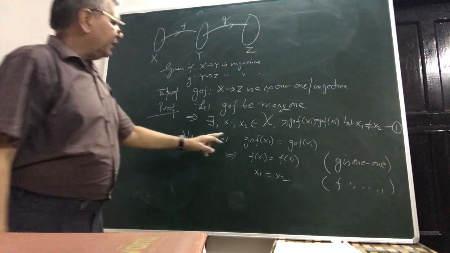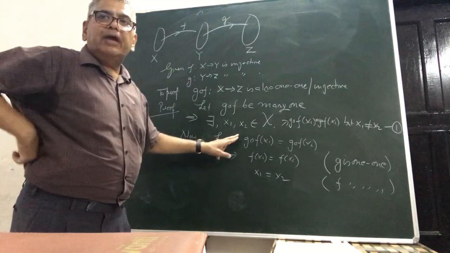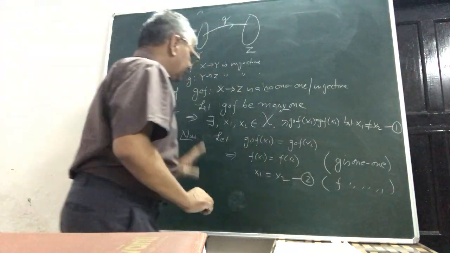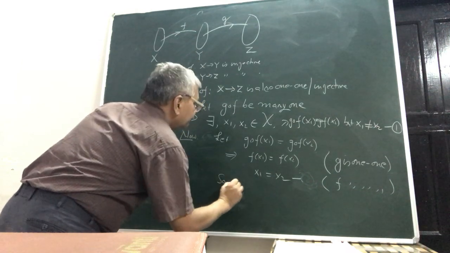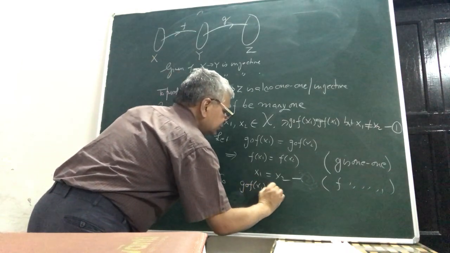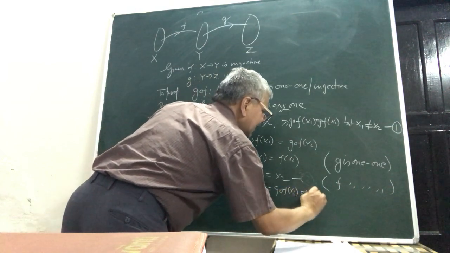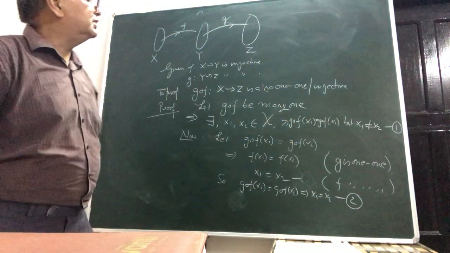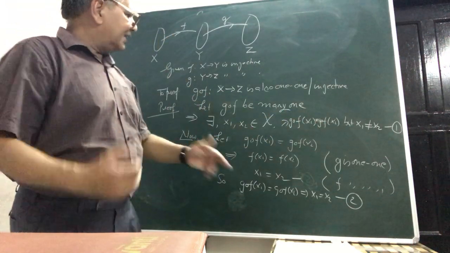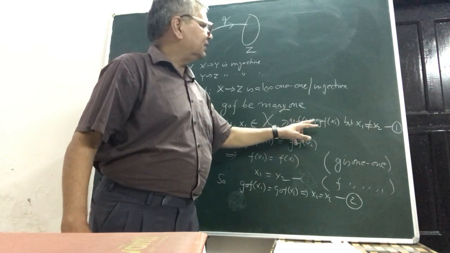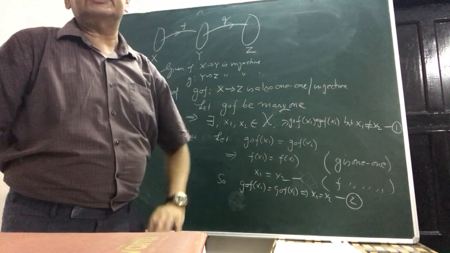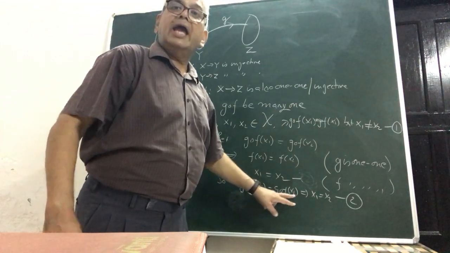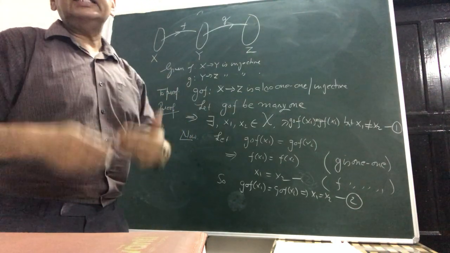It is given. So from here to here, if you are assuming that g(f(x1)) is equal to g(f(x2)), then you are proving that x1 is equal to x2. Say this is result 2. So when g(f(x1)) is equal to g(f(x2)), this implies that x1 is equal to x2. Now please see, this is in direct contradiction to the first result, because there you are assuming that x1 is not equal to x2 even though the images are equal, and here you are showing that x1 is equal to x2. So this is a contradiction.